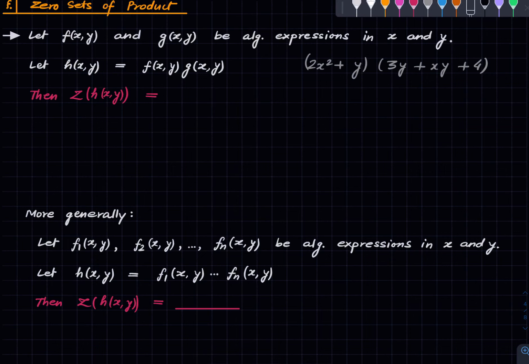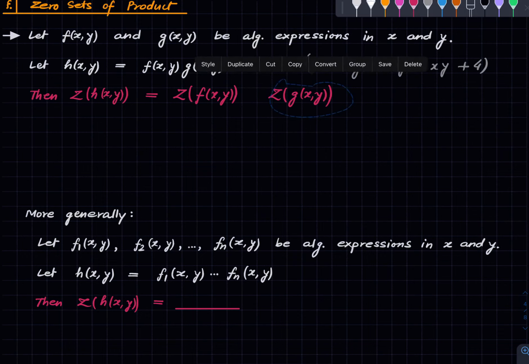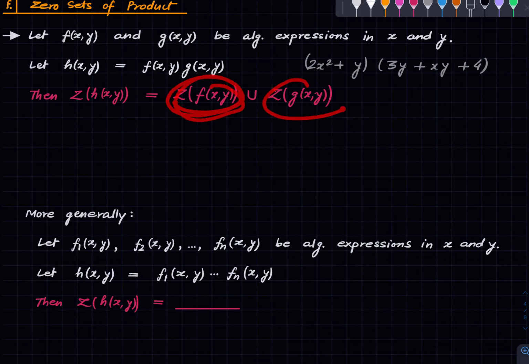is that the 0 set of h(x, y) is the union of the 0 set of f and the 0 set of g. It's a very, very simple fact. Sorry, I meant to write union. I haven't written it. Yeah. So it's the union of these two things. This is a subset of the plane. This is a subset of the plane. We are just taking the union, and we discussed the meaning of the union in the beginning of this lecture.